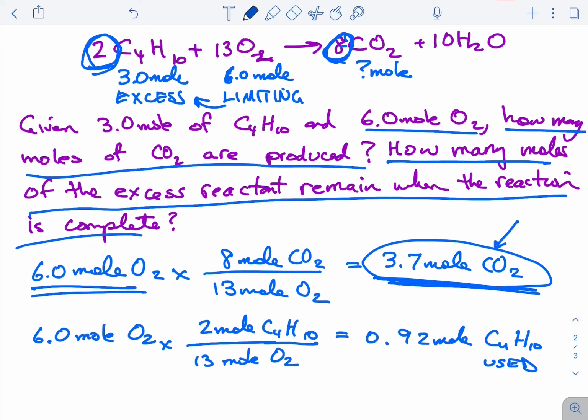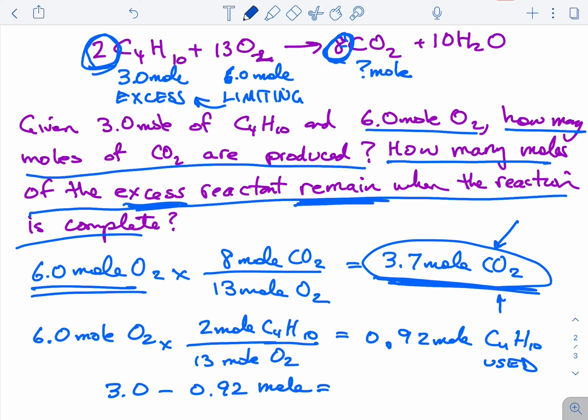Okay, so this is also the number of moles of C4H10 that will produce this much CO2. It's the same calculation. You should get the same answer if you do it the other way. All right. So now, but that's not what I was asked. I was asked how much of the excess reactant remains. In other words, how much of it is left over? How much is in excess? So what I'm going to do is I'm going to take my 3.0 and I'm going to subtract my 0.92, and that's going to tell me how much is left over.